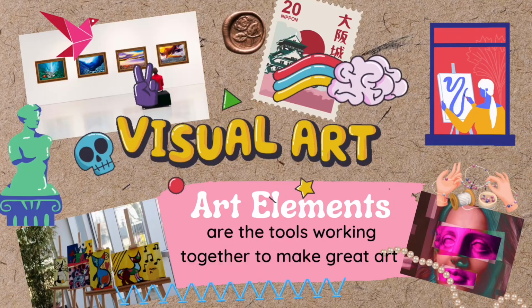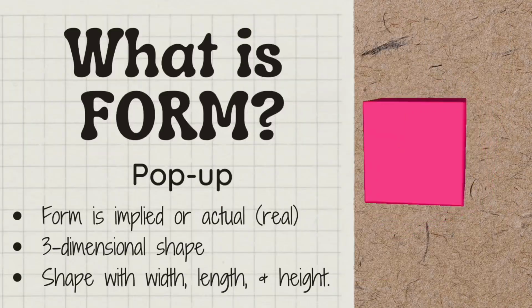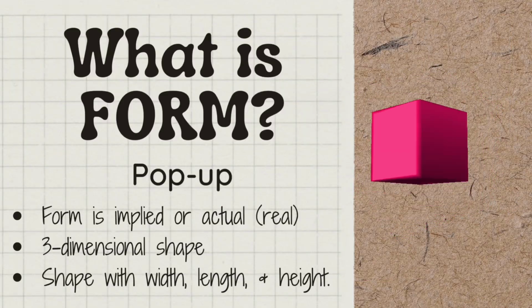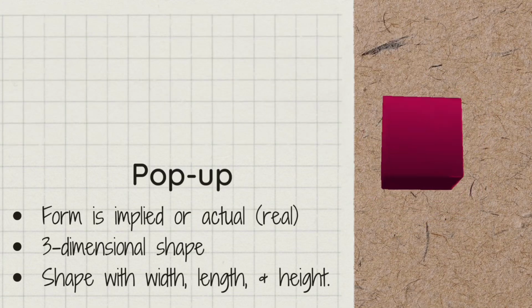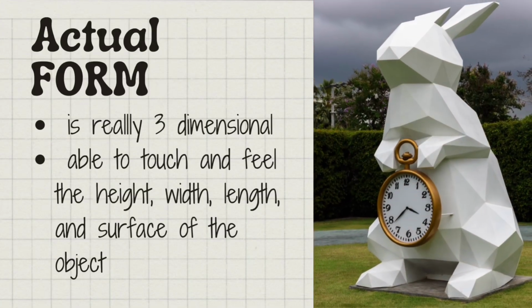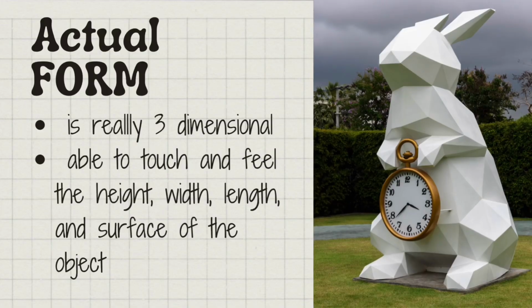What is form? Form is implied or actual. It's three-dimensional, a shape with width, length, and height. Actual form is really three-dimensional. You're able to touch and feel the height, width, length, and the surface of the object.